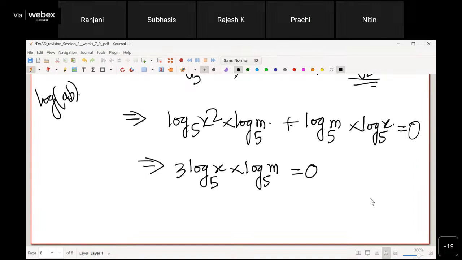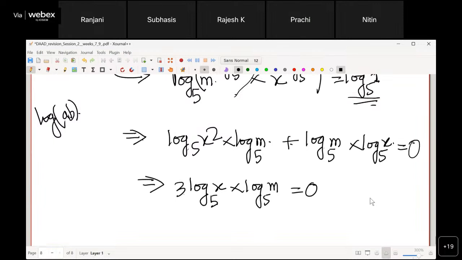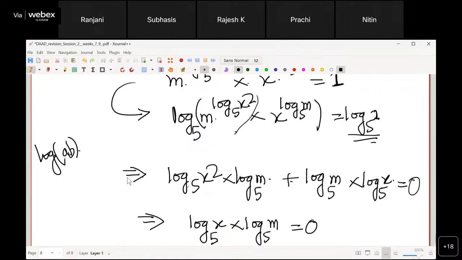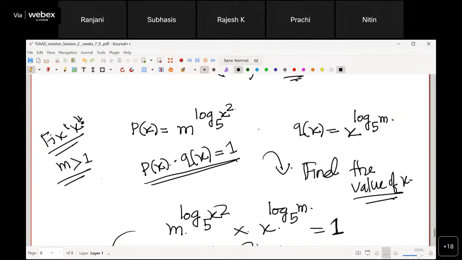Now, I think 3 multiplied by log m to base 5 is a constant. So you have 3 multiplied by log m to base 5 multiplied by log x to base 5, and that gives you log x to base 5 equal to 0. So I can remove this 3, right? And one thing is given here, that m is greater than 1, right?